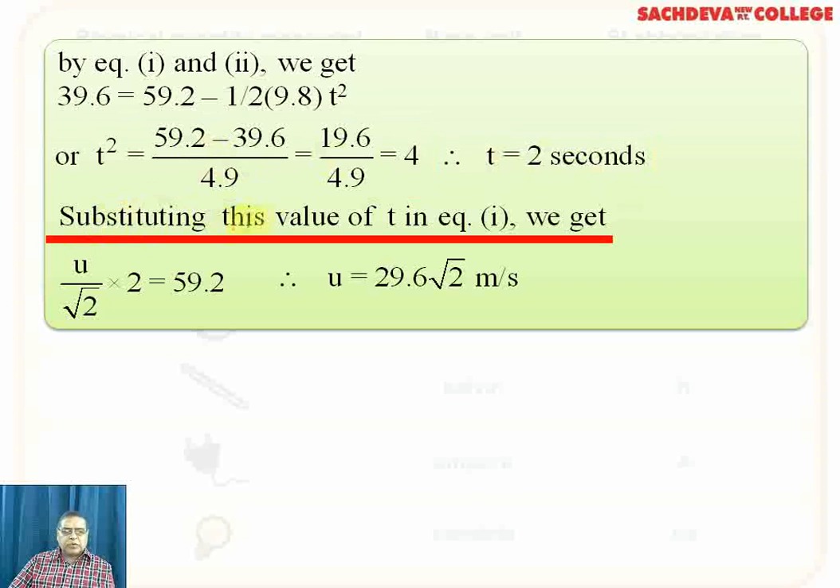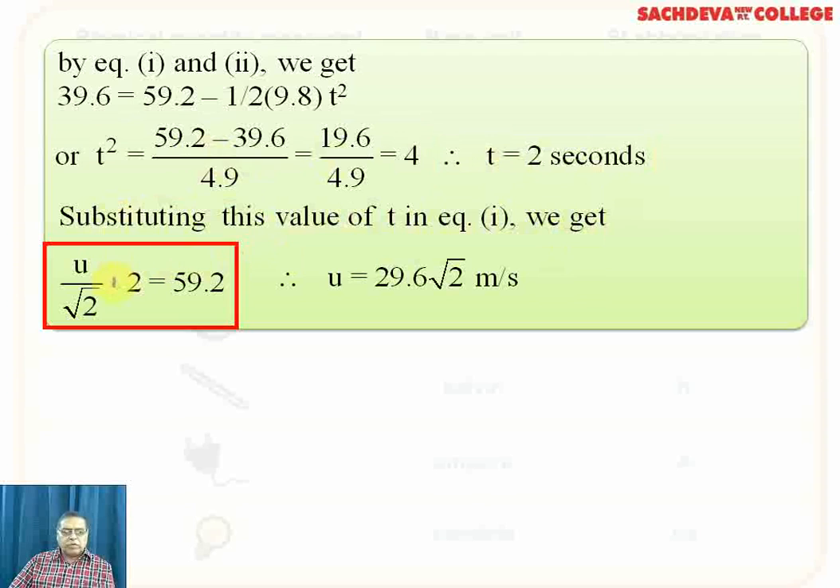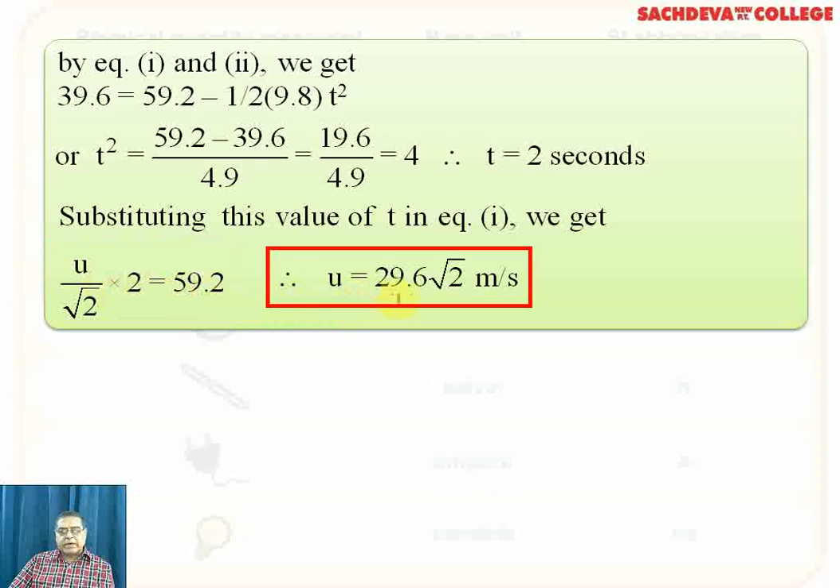Now substituting this value of t in equation number 1, we get u over root 2 multiplied by 2, that is 59.2. So u is equal to 29.6 under root 2 meters per second. If we wanted to find the exact value, root 2 can be taken as 1.414 and we can multiply the number by 29.6 and we can reduce our value up to 2 decimal places.